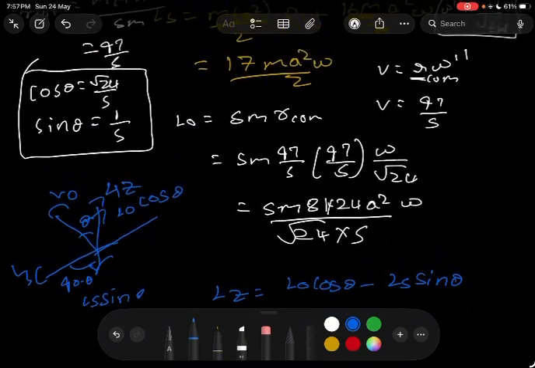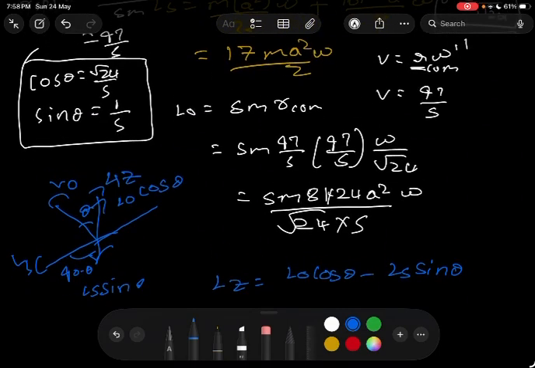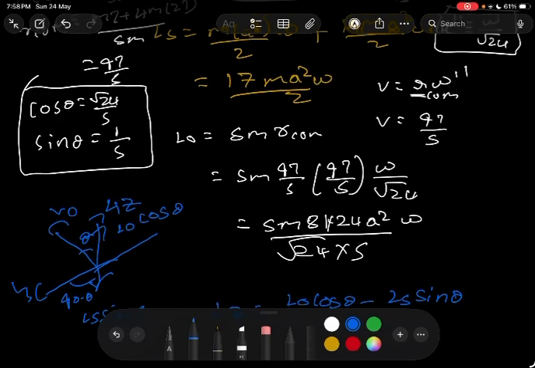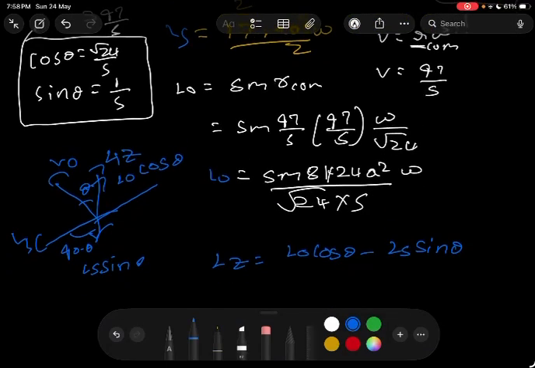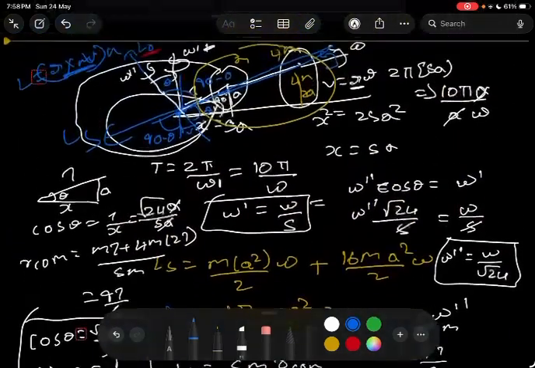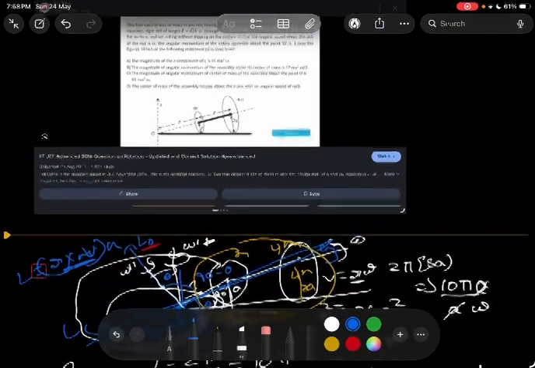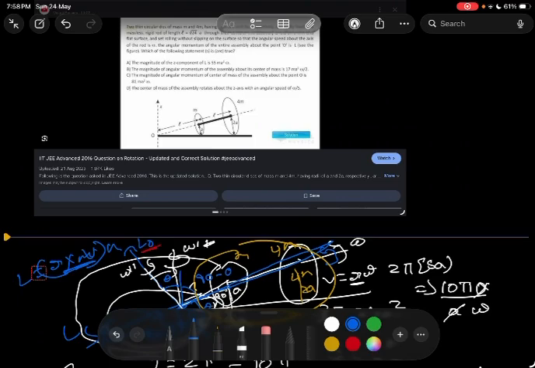Why I said L0 is dominating: because if we look at it, this one is dominating that one. This is LS, this is L0. I hope you all understood that. So we just substitute the values, we find the cos of theta and the sin of theta. You guys calculate the answer. If the answer is going to be 55 mv square omega, option A is correct. If not, the option is wrong.